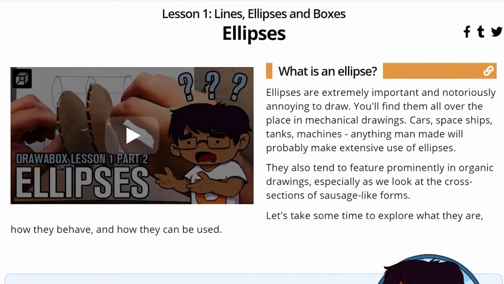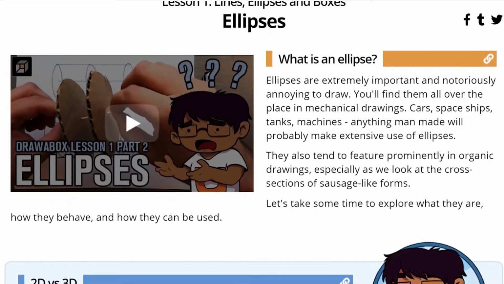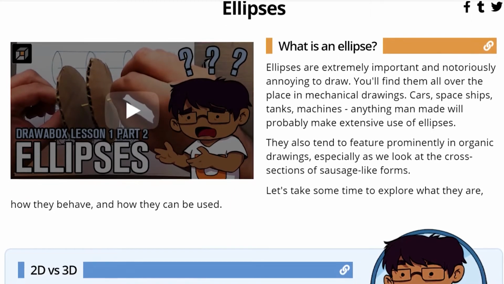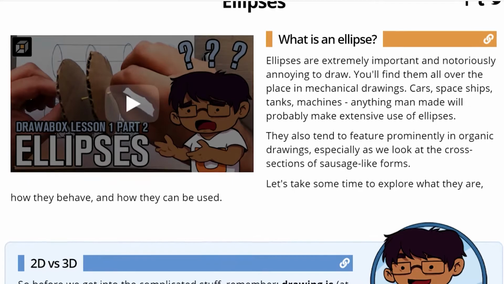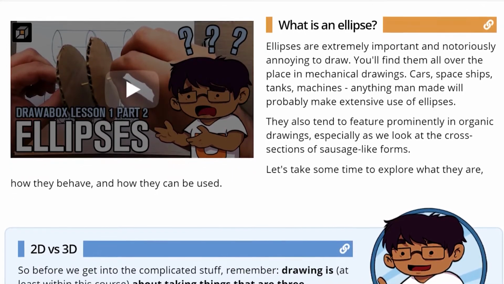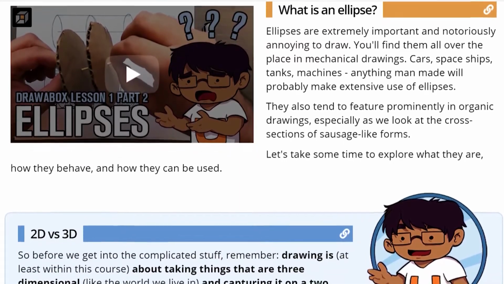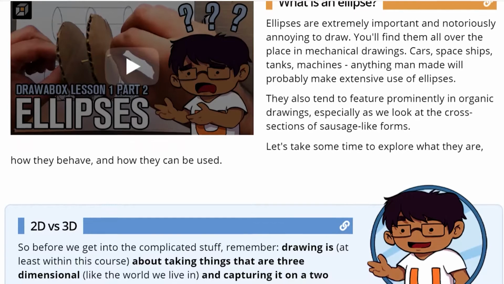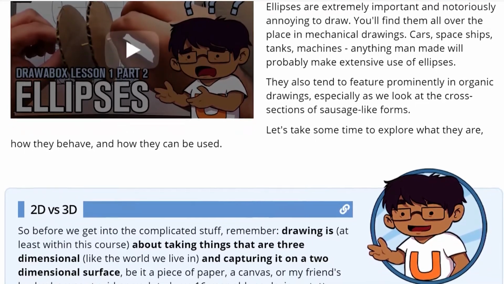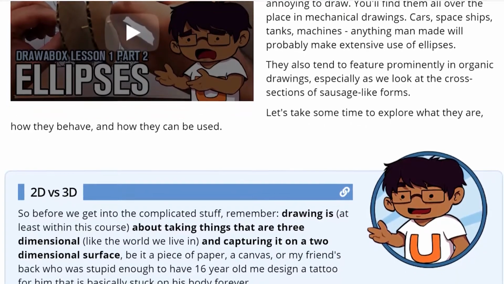You'll find them all over the place in mechanical drawings. Cars, spaceships, tanks, machines, anything man-made will probably make extensive use of ellipses. They also tend to feature prominently in organic drawings, especially as we look at the cross-sections of sausage-like forms. Let's take some time to explore what they are, how they behave, and how they can be used.